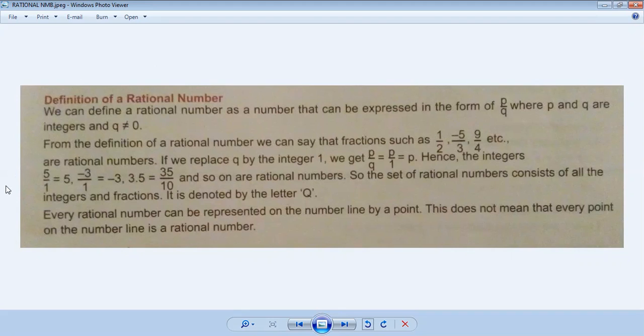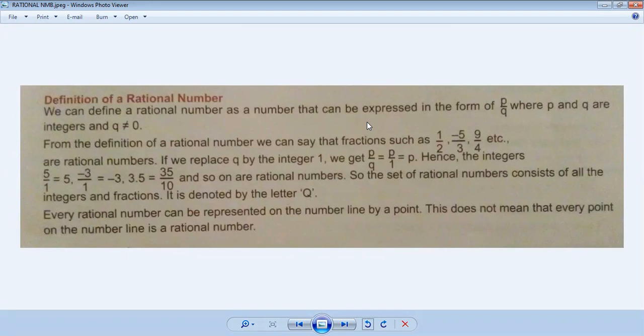Okay. The next line says that from the definition of a rational number, we can say that fractions such as 1 upon 2, minus 5 upon 3, 9 upon 4, etc. are rational numbers. We get this from the definition, that simple fractions like 1 upon 2, minus 5 upon 3, 9 upon 4 are rational numbers. I hope all of you are getting that rational numbers are nothing but fractions. This is the first part of the definition.